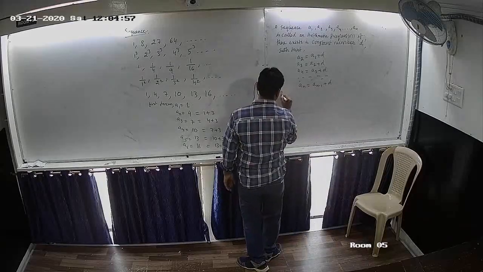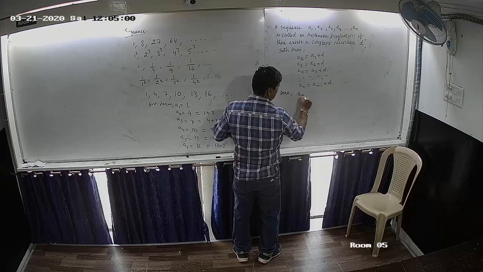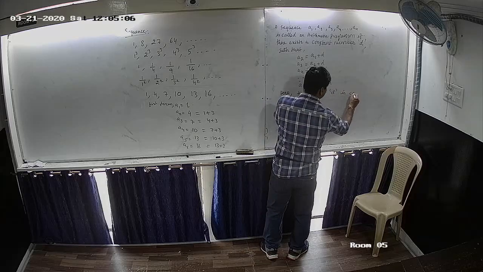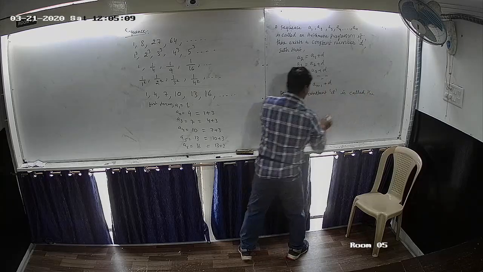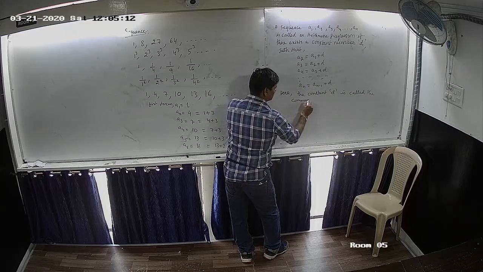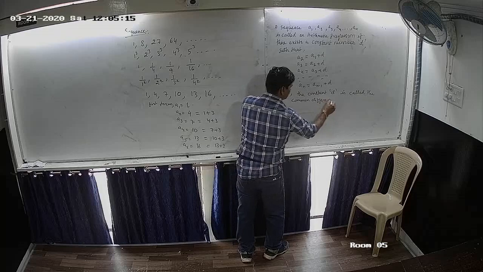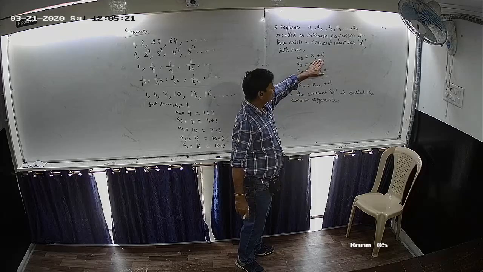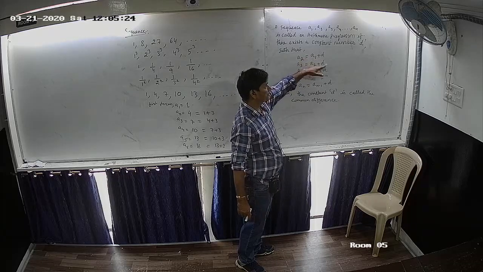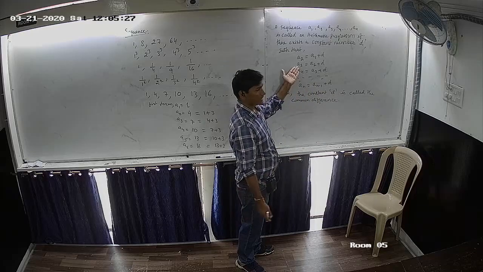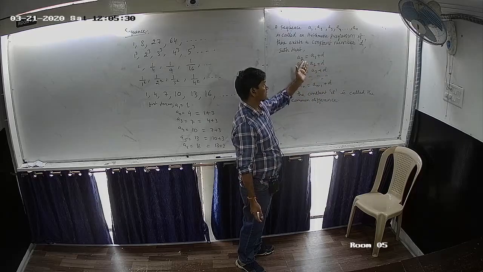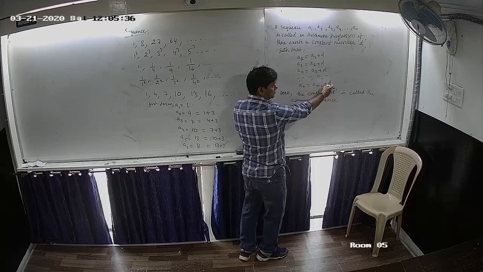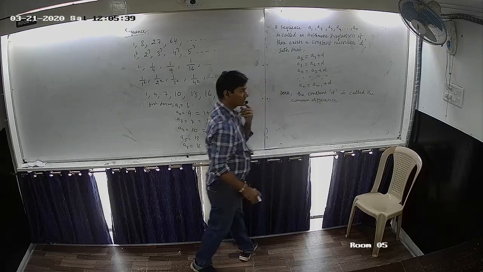Here, the constant d is called the common difference. Every time we are adding d to get the successive term. So A2 is equal to A1 plus d. To get the next term A3, we are adding d to the previous term A2, so A2 plus d. So this constant number d is called the common difference.